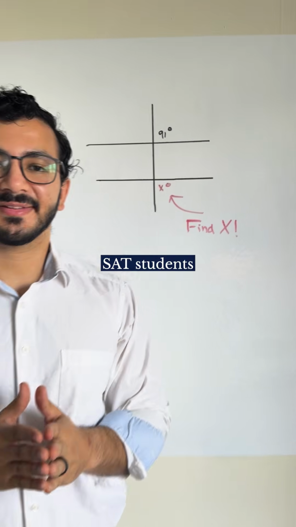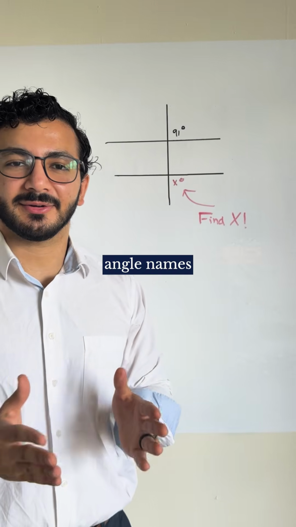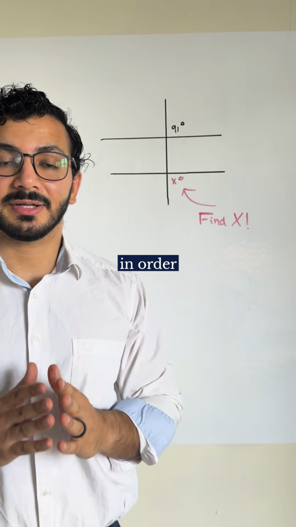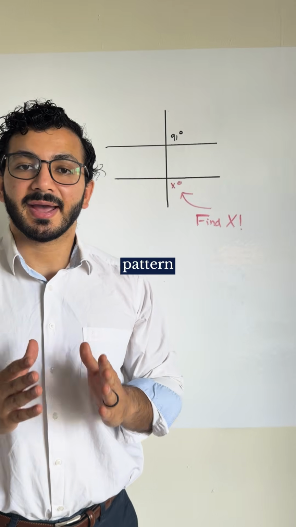When SAT students see parallel lines cut by a transversal, they panic to remember all of the angle names and relationships. But there's only actually one relationship that you need to know in order to solve all of these equations. These parallel line questions are just testing pattern recognition.